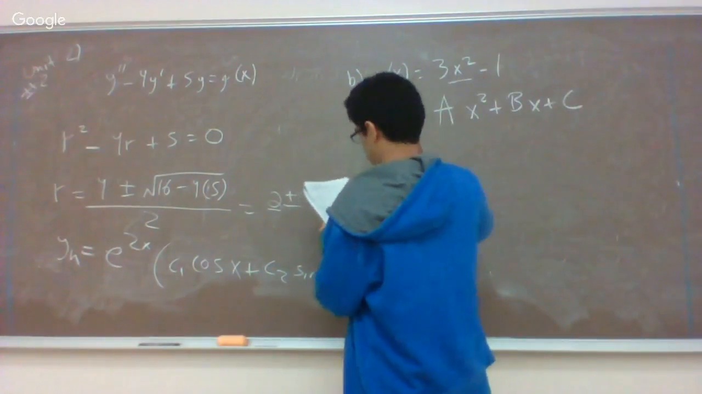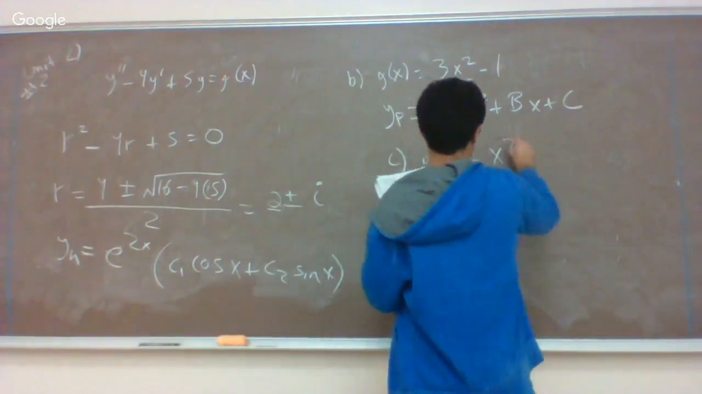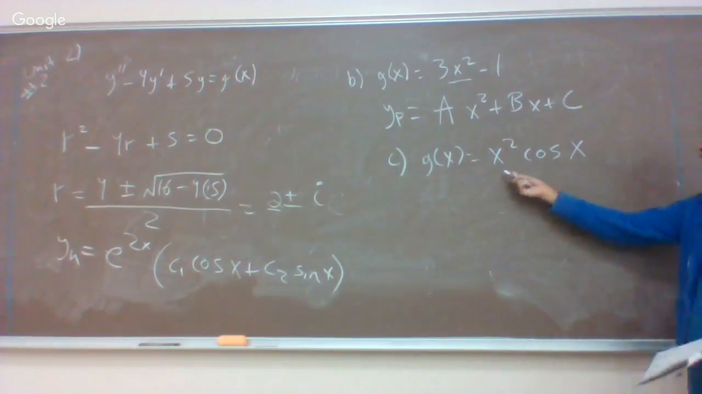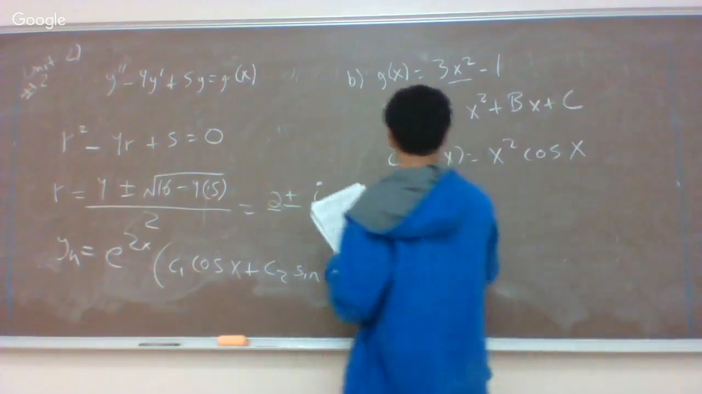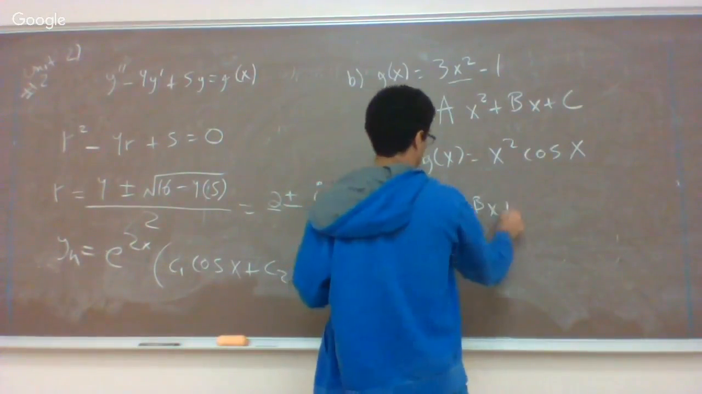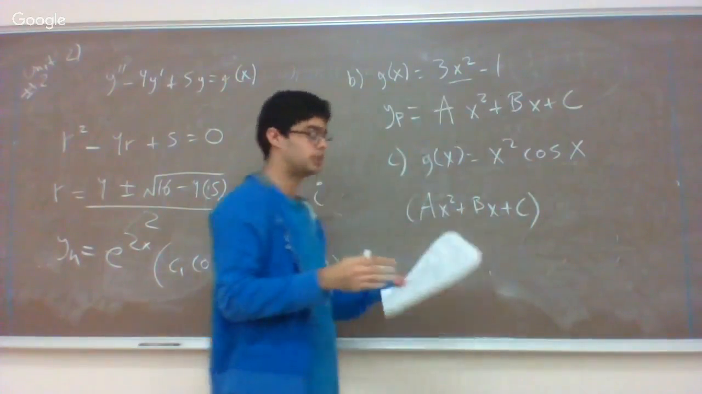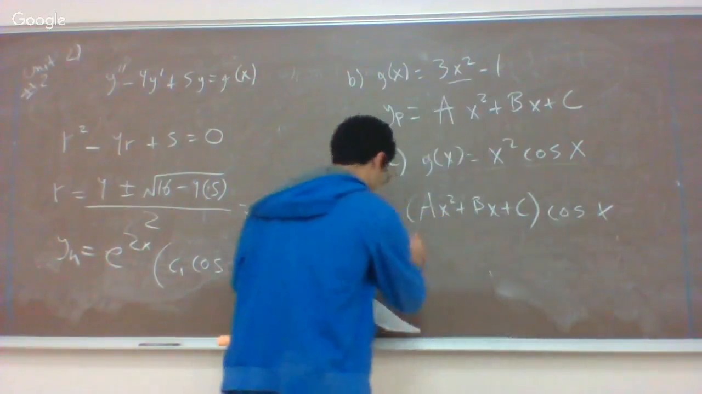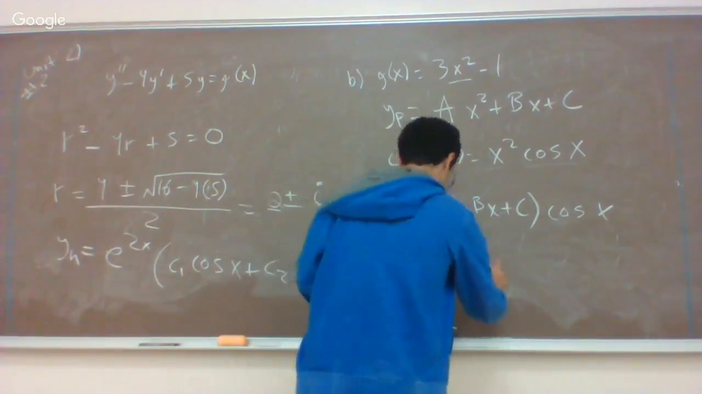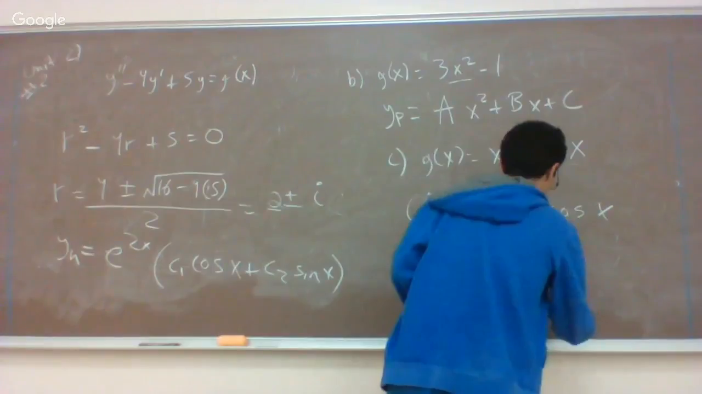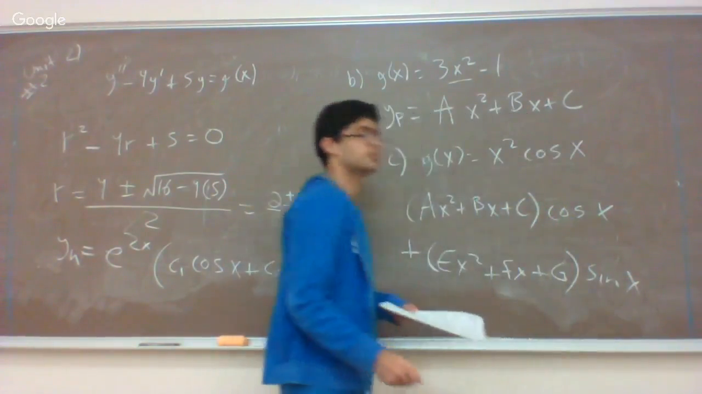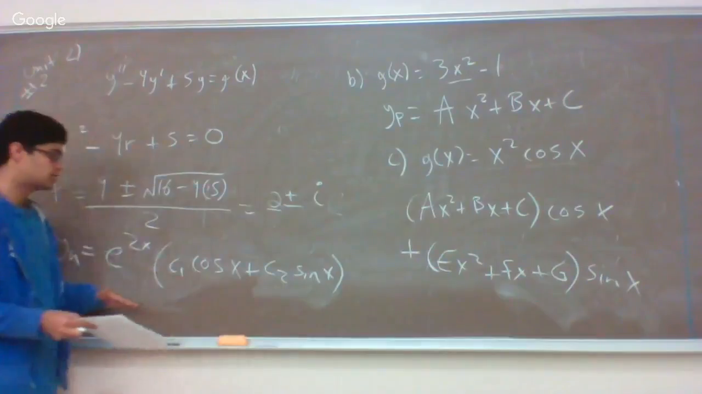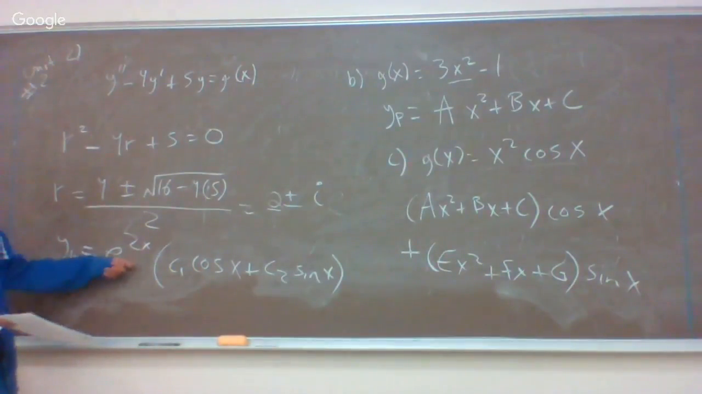For, let's say, g of x is equal to x squared cosine of x. First, I have ax squared plus bx plus c. The trig part tells me there's a cosine component and a sine component. So if that quantity, I have plus sine. Okay. That's a match quantity because we're multiplying by e.